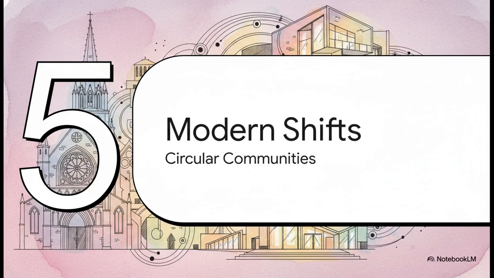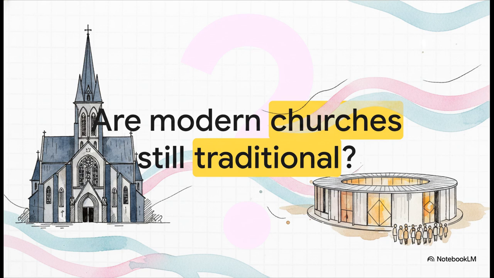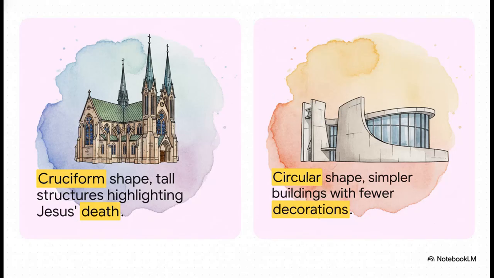Section 5. Modern shifts, circular communities. Now you might be wondering, do all modern churches still look like that traditional cross-shaped model? The short answer is no, not at all. Following the Vatican II Council in the Catholic Church, alongside some broader shifts across Christianity, the focus shifted away from the towering and majestic to the much more intimate and communal. Notice the massive contrast. Traditional churches use that highly decorated cruciform shape pointing upwards to highlight Jesus' death.